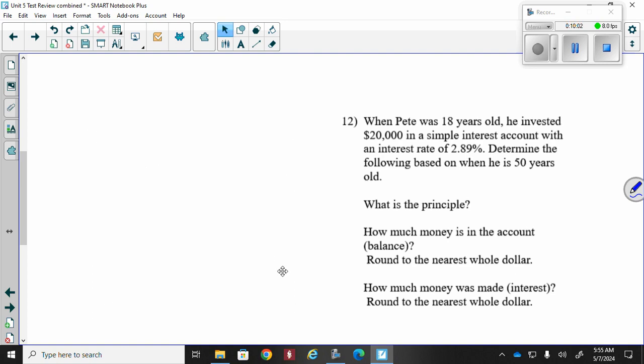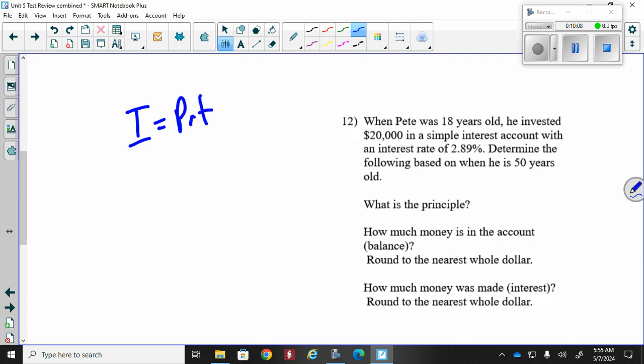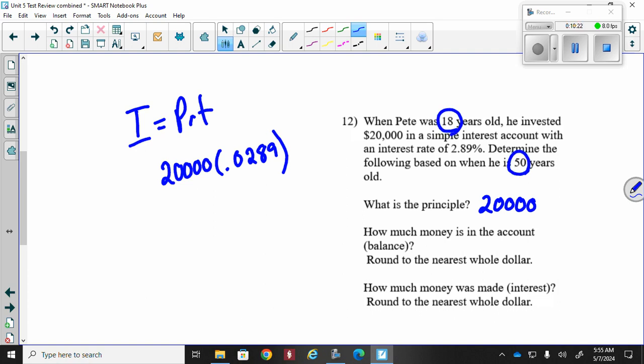All right, when P was 18 years old, he invested with simple interest. Simple interest is I is equal to PRT. So that'll be 20,000, which is our principal. That's what we started with. Easy points. Then 0.0289. He started when he was 18. He stopped when he was 50. So that's a grand total of 32 years. A lot of people are having trouble with that, so make sure you read the problem in its entirety.